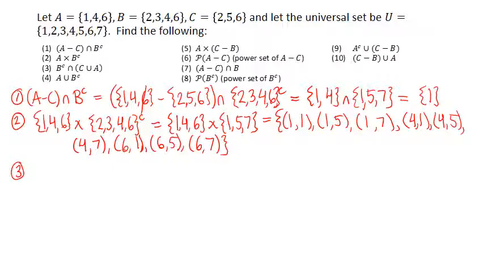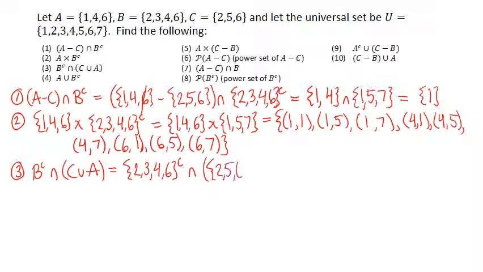Okay, part 3. So B complement again, which I know how to do, and then C union A. Okay, so let me just substitute in all the different little pieces and parts for A, B, and C. And then I will perform the operations. So C is going to be {2, 5, 6}, and then union with A, which is {1, 4, 6}. Okay, so I know how to do B complement. That is just {1, 5, 7}, so things that are not in B but are in the universal set.